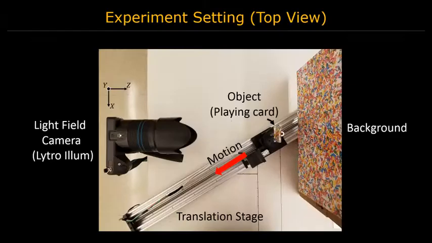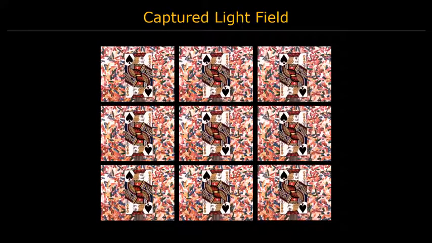Next, we show 3D motion recovery using the proposed techniques. We use a Lytro Illum camera to capture light fields. In the first experiment, the scene consists of a static background and a single moving object, a playing card. The moving object is mounted on a controllable translation stage for ground truth comparisons. We calibrate the Lytro camera and extract the central 9x9 sub-aperture images as input. Here we show a 3x3 subset.